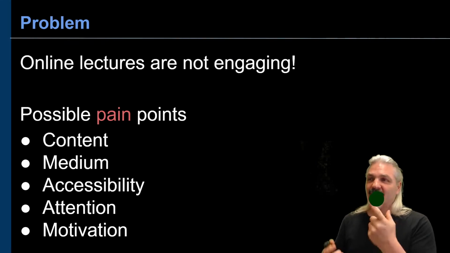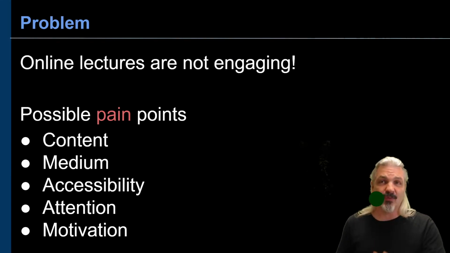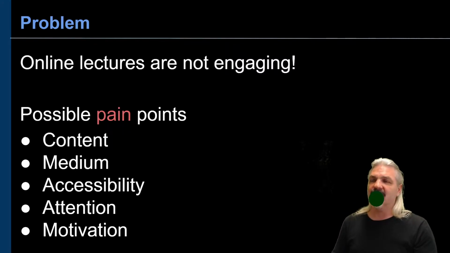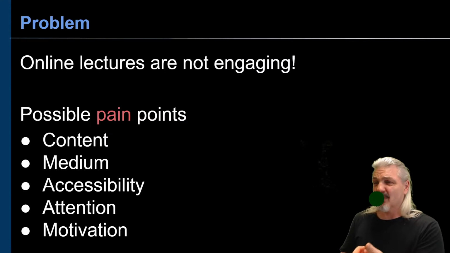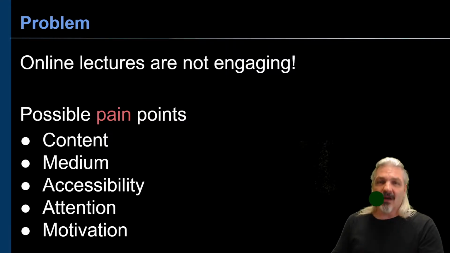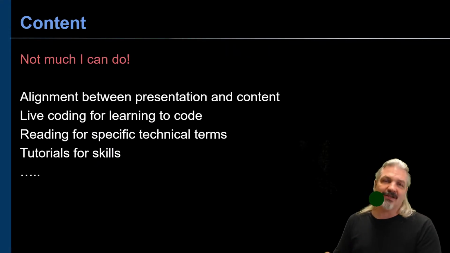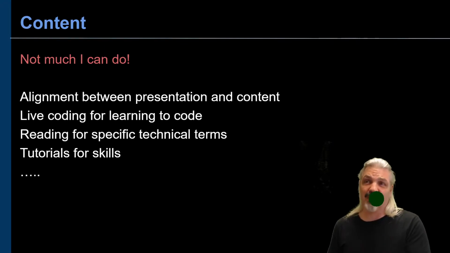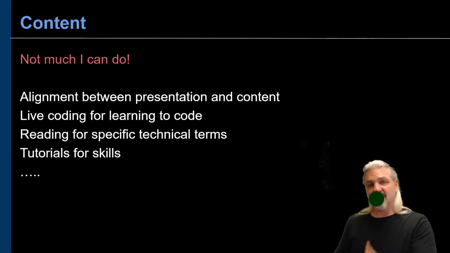So if we look over here, I can talk about the pain points of unengaging lectures. The content can be unengaging. The medium could be difficult to use. There could be accessibility issues. It could be attention. It could just be motivation of your students. So in today's talk, I can't do much about your content, right? I mean, maybe your content's just not very good for a lecture. So think of the alignment between your content and what you're trying to teach.